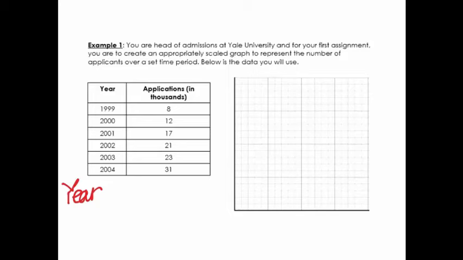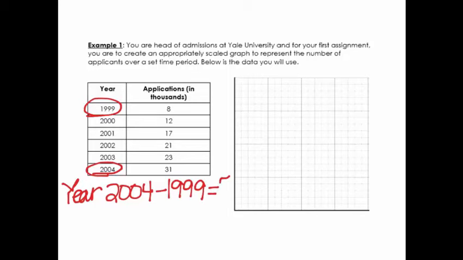When you're finding the range, you're subtracting your smallest number from your largest number. So 2004 minus 1999 is equal to 5. So this means I need 5 different places that I can label numbers on my graph.